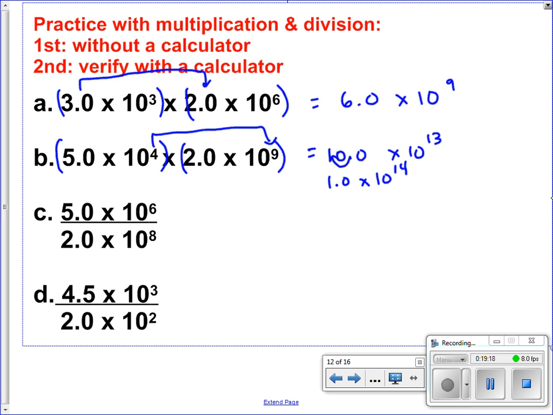All right, next we're going to divide. First, we're going to divide our mantissas. What's 5 divided by 2? 2.5 times 10 to the, now we're going to subtract our exponents. What do you notice is happening here? 6 minus 8. Good, negative 2. Okay, so you can have a negative exponent. And then, of course, 4.5 divided by 2 is going to be 2.25 times 10 to the, now subtract your exponents, 3 minus 2 is 1.